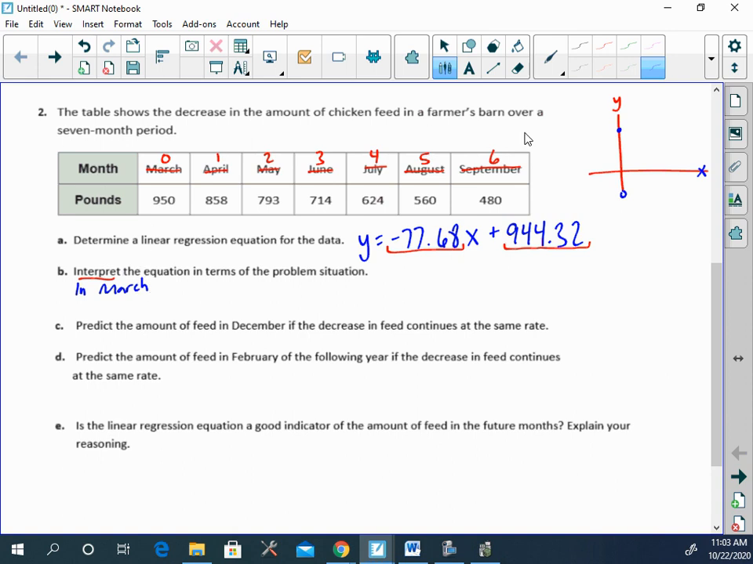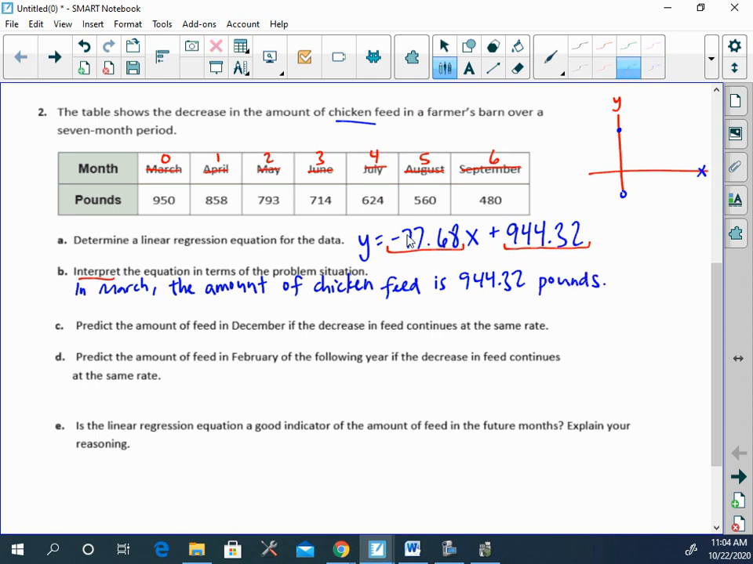And I think it was the chicken feed that is the 944.32. So the amount of chicken feed. And then make sure you label, so this is in pounds.